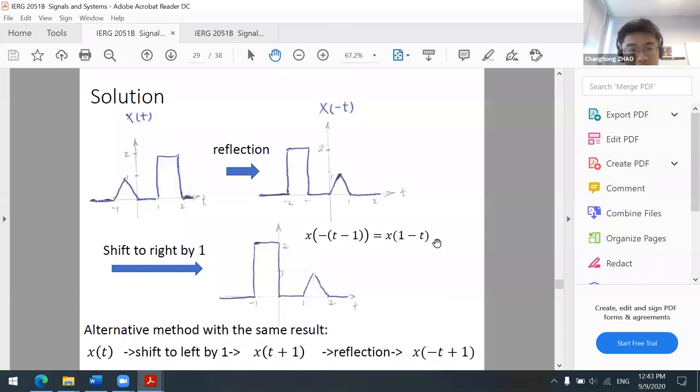By the way, for this kind of transformation that is composed of two or more steps, it's always useful to validate your result by doing it in different ways.